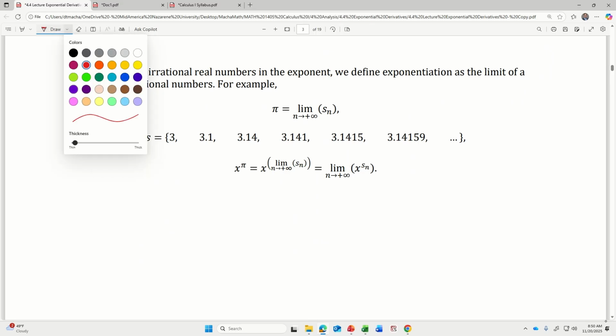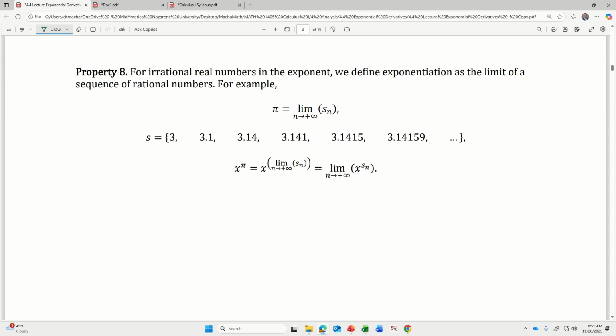This is a little bit esoteric, a little bit abstract, but property number 8 says, for irrational real numbers in the exponent, we define exponentiation as the limit of a sequence of rational numbers. So this is what I mean. Pi is an irrational number. You can't represent pi as a fraction. But what I could do is define a sequence of rational numbers. Because 3.14, that's a rational number. I can represent that as the fraction 314 divided by 100.